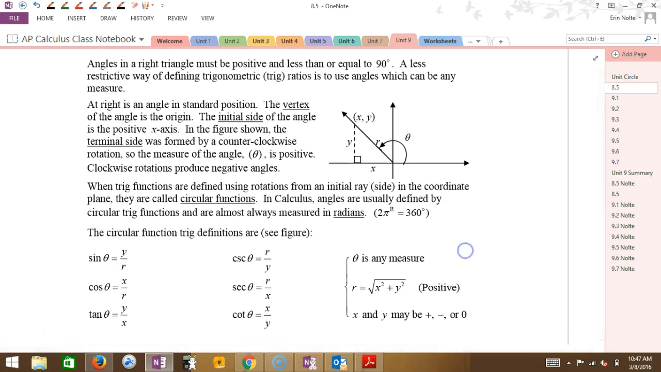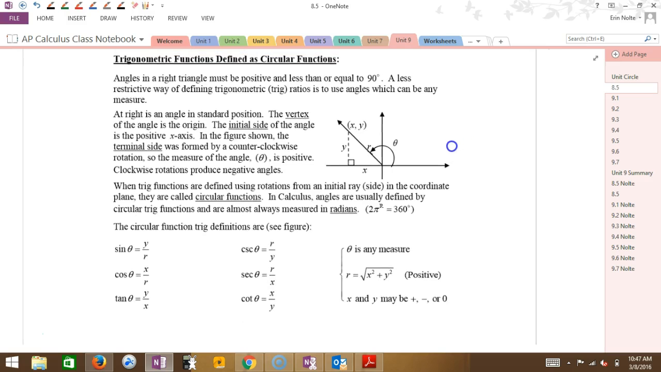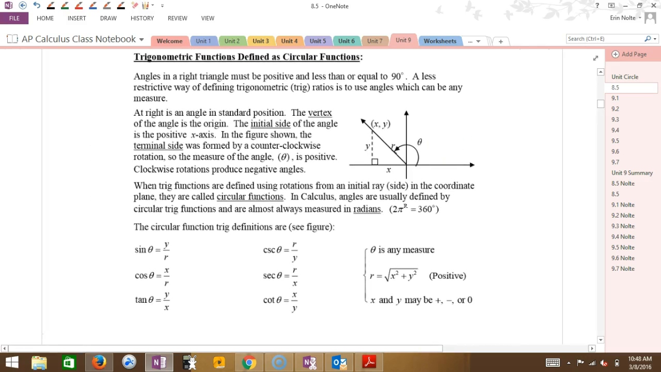Moving down, this is now getting into the idea of putting trig functions onto a coordinate plane. This explains a little bit of things right here. Think of the unit circle. We did this before, and you're drawing your angles. Your vertex, right here, is always at the origin.